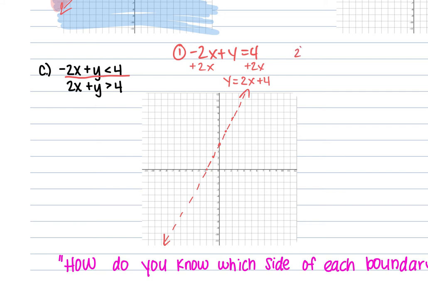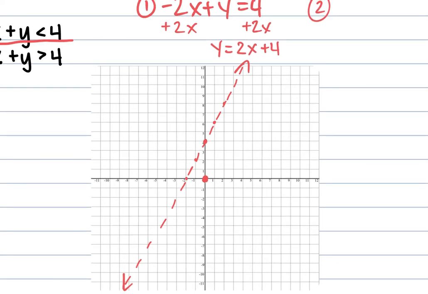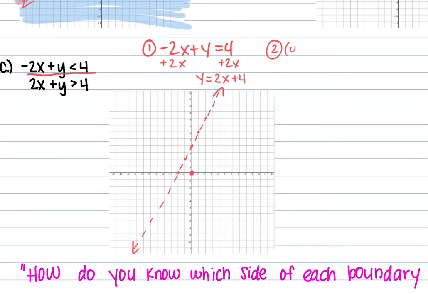Step number 2, we are going to check whether 0, 0 can be used or cannot be used, okay? So, where's 0, 0? Right in the middle, right? Does our line go through that point? No, okay? So we can use it. So 0, 0 can be used. That's going to be our checkpoint, okay?